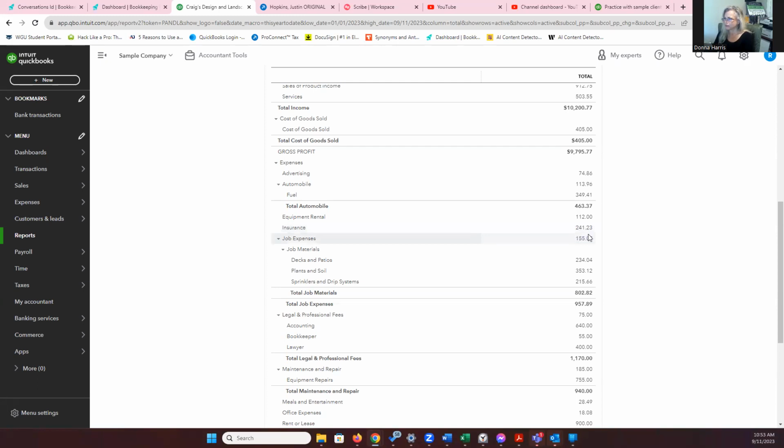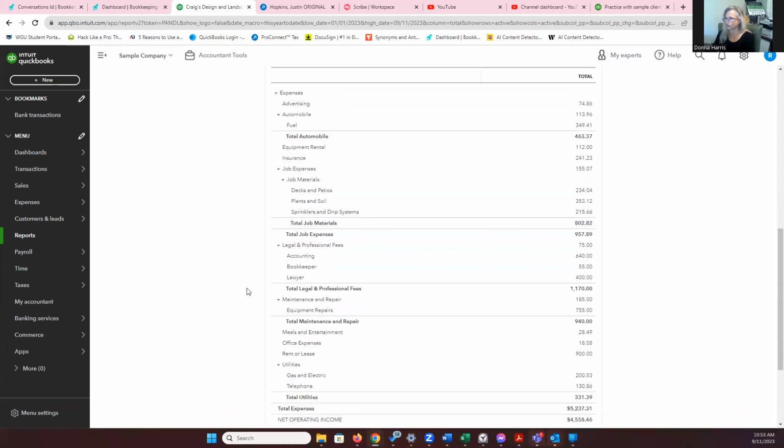And we have some job expenses. How much? Here we go. Decks and patios, plants and soil, sprinklers and drip systems. These are job materials that they purchased that they're also billing for. So these are things that they paid out for.